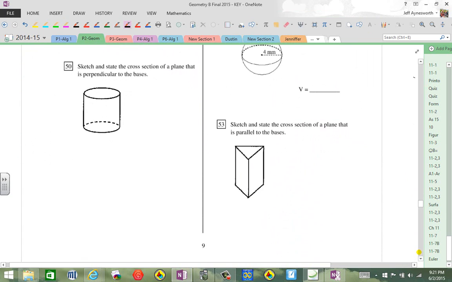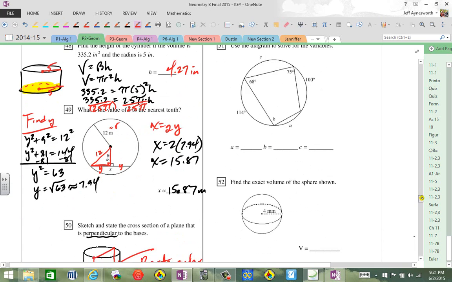Here we go. So, sketch the cross-section of the plane that is perpendicular to the base. Okay, perpendicular. So if you chop this right down the middle, but on an angle, like right here and right here, if you slice it right there, straight down, you get a rectangle. So it's a rectangular cross-section. Okay, it can't be any more difficult than that.